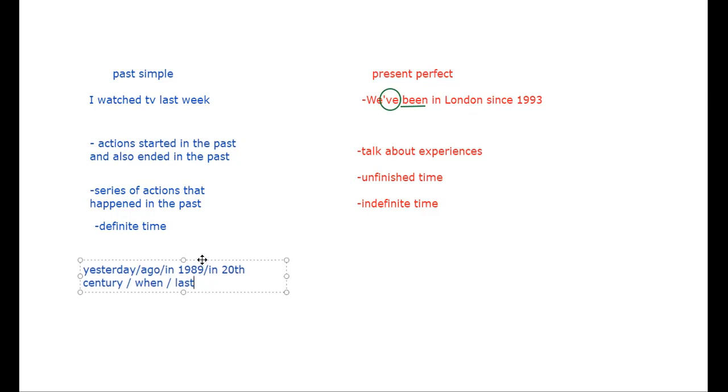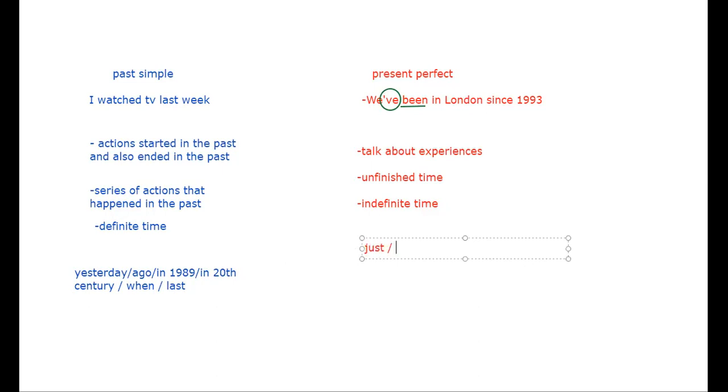What about the time expressions for present perfect? Can you remember them? Just, already, since, for, never. Just, already, for, since, what? Ever, never. Never.